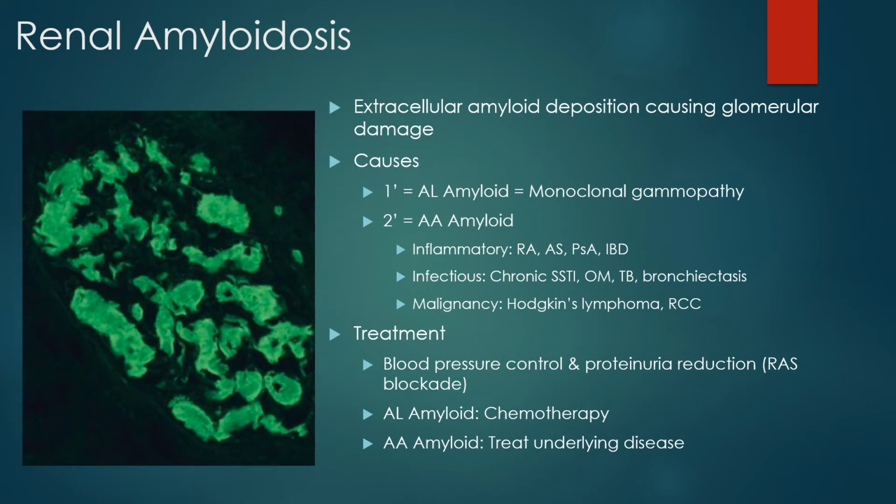The treatment for renal amyloidosis is blood pressure control and proteinuria reduction, chemotherapy for AL amyloid, and treating the underlying disease for AA amyloid.